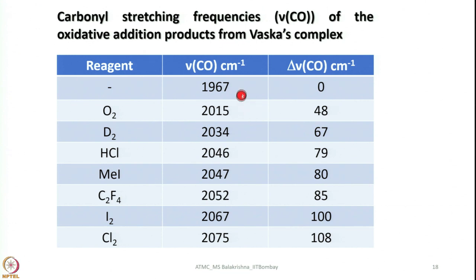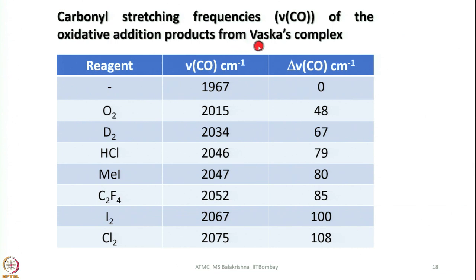So that means increasing, you should remember here. Stretching frequency is increasing for carbon monoxide after we perform oxidative addition, and also it is increasing in this order when we are changing O2 to D2, D2 to HCl, HCl to methyl iodide, methyl iodide to tetrafluoroethylene, to iodine, to chlorine. So you should try to understand how these ligands differ in terms of sigma donor abilities or electron pulling abilities. It is always anticipated that stretching frequency should increase when a particular complex having carbon monoxide undergoes oxidative addition.